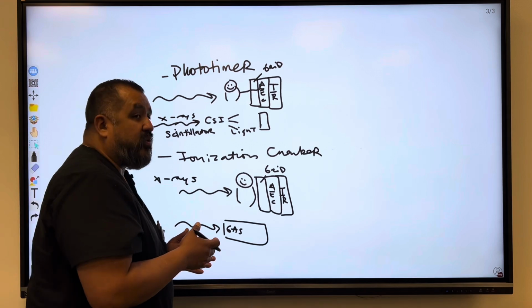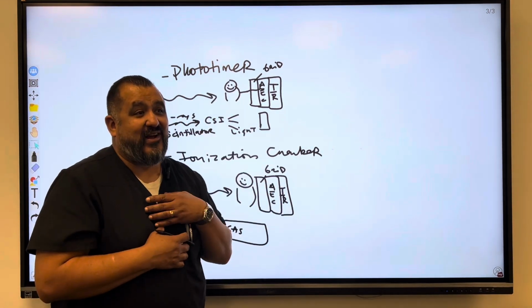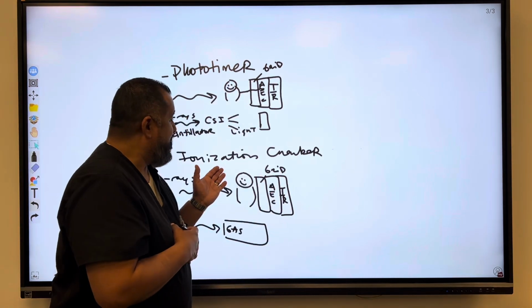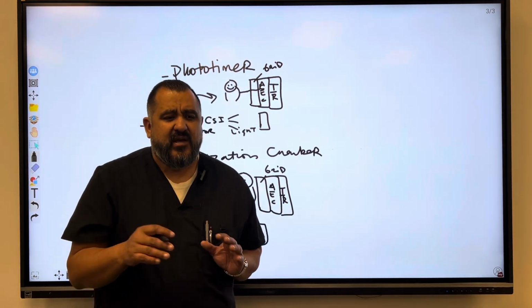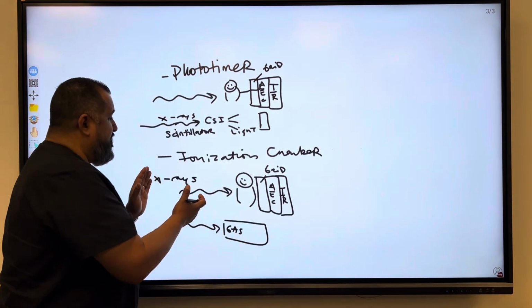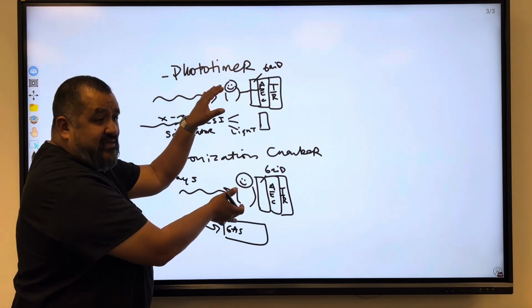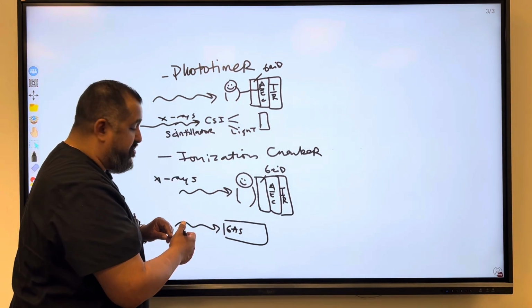So again, we're working with two types of technologies mainly. Phototiming is kind of where I started, I'm not going to lie. And then we use ionization chambers. I think some of the newer systems use solid state detectors, but I don't think it's in the reading material that you guys have too much. But again, these are systems that are using detection systems to terminate the length of exposure.